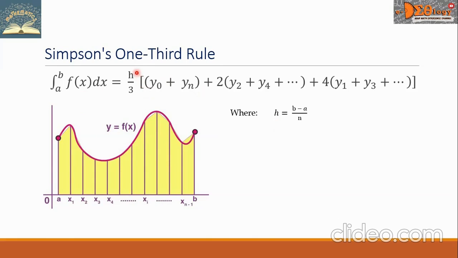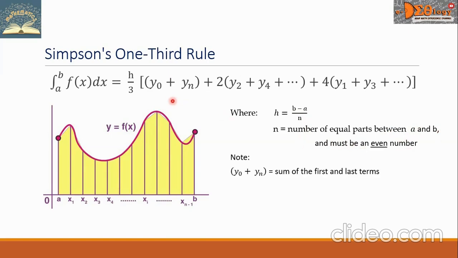The h here is the width with formula b minus a all over n, and this n here is the number of equal parts between a and b. n must be an even number.